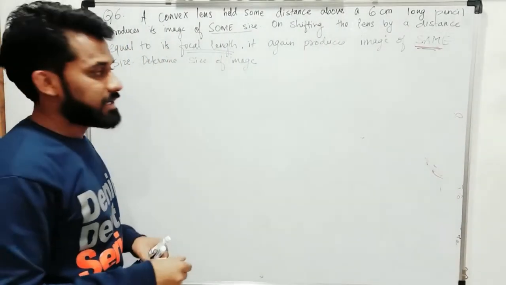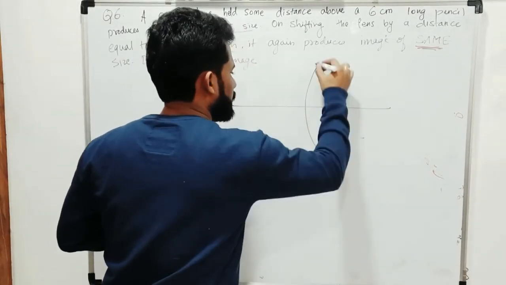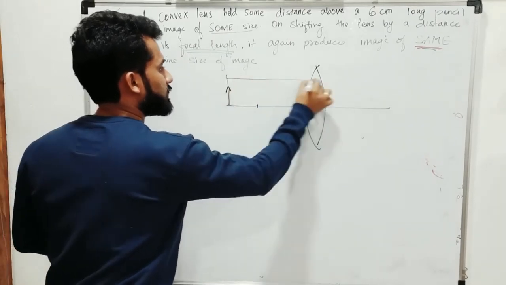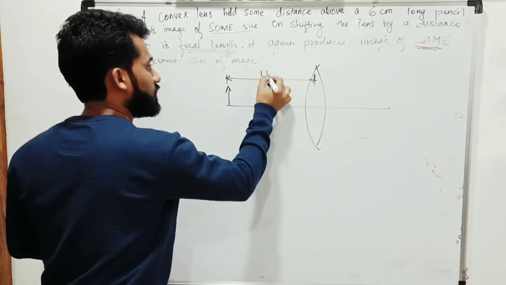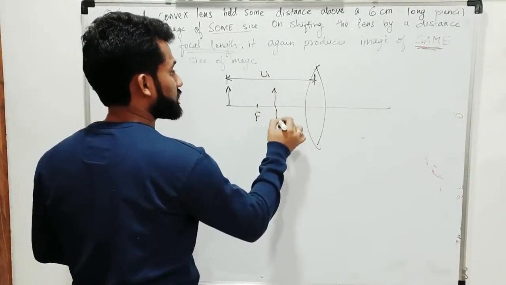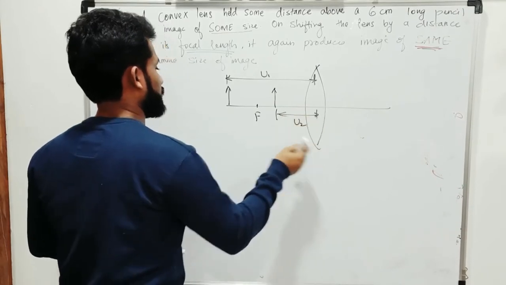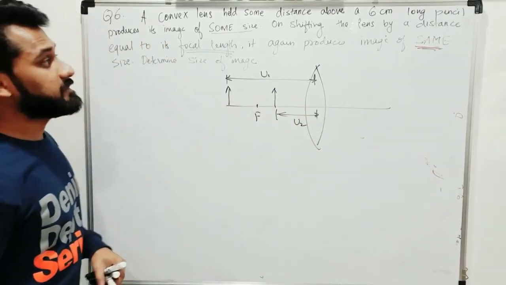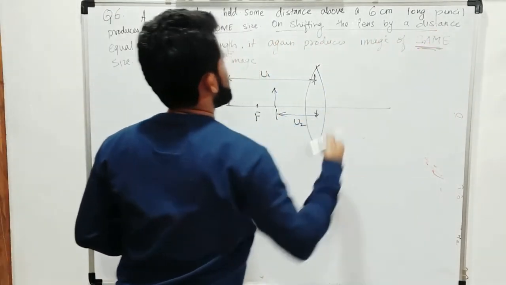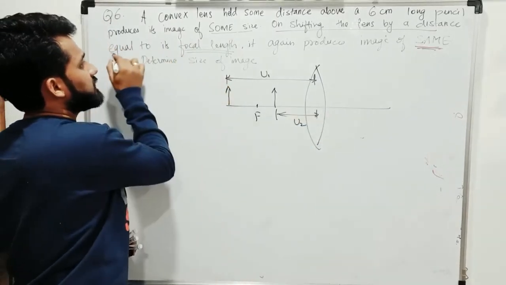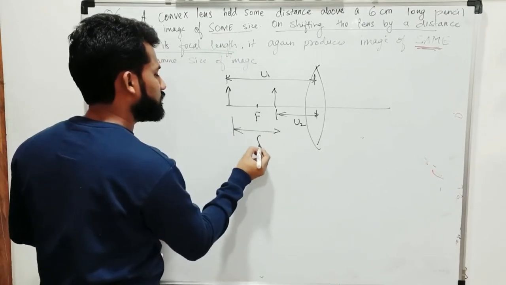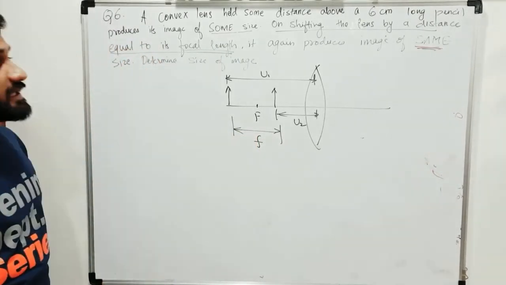Okay, so as we know that if you want two same size images, once the object should be placed beyond the focus at distance u1, let us say, and then it should be placed inside the focus at distance u2, let us say, so that at these two locations, yes, same size image is possible. But in the question it is given, the lens is shifted by distance equal to focal length. So this distance is basically equal to the focal length itself, the distance by which the lens was shifted.